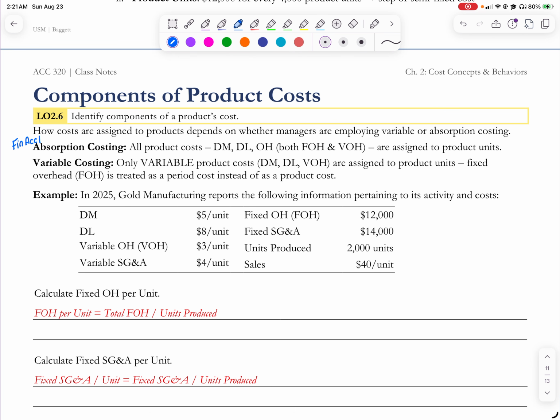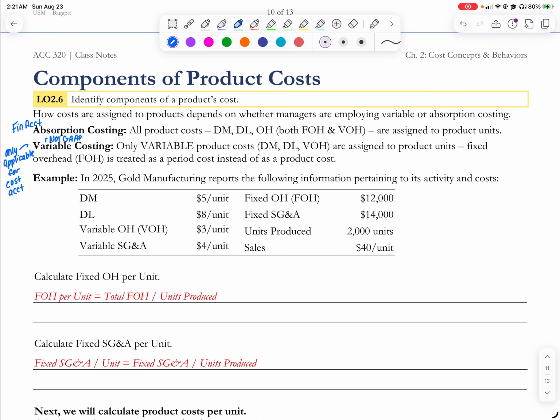for financial accounting purposes, whereas variable is not GAAP. And because it's not GAAP, it can only be applied for cost accounting purposes. You cannot report that as the primary basis, like your income statements, for financial accounting.